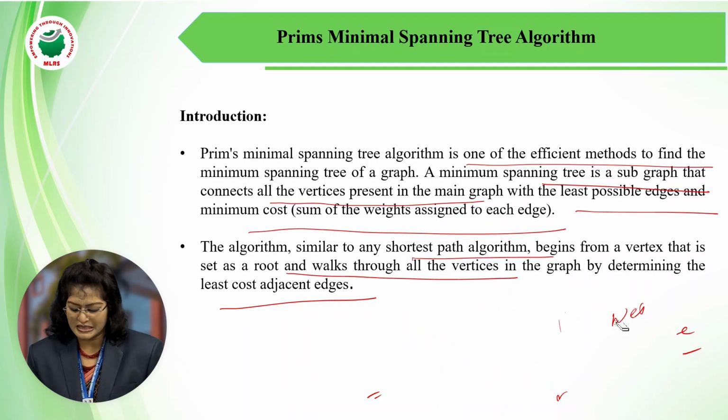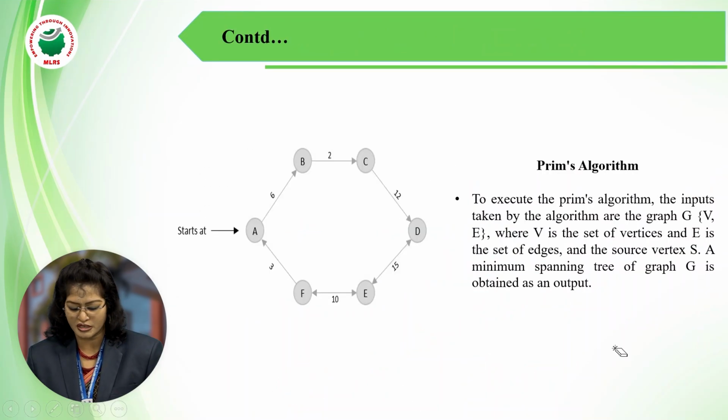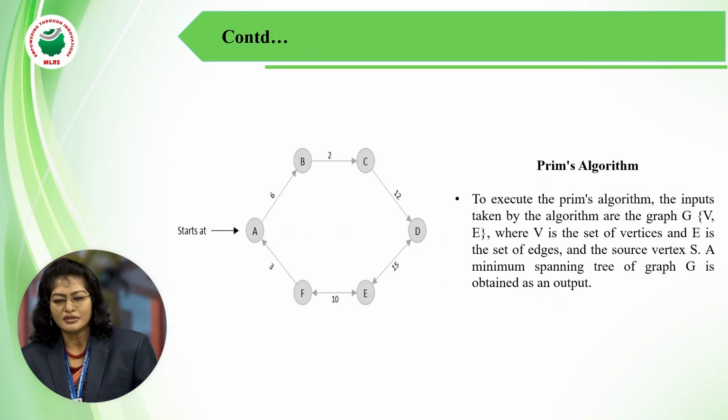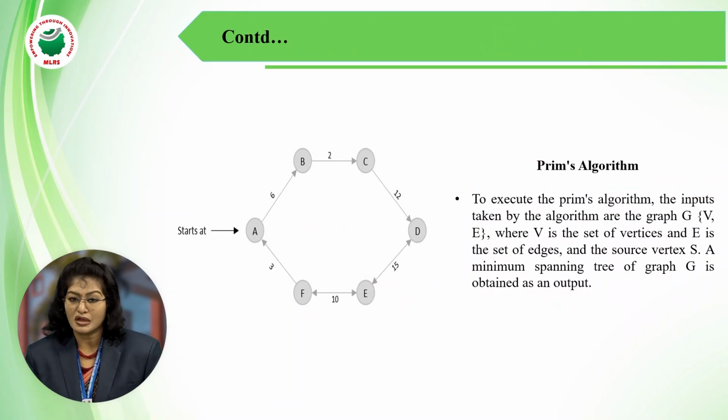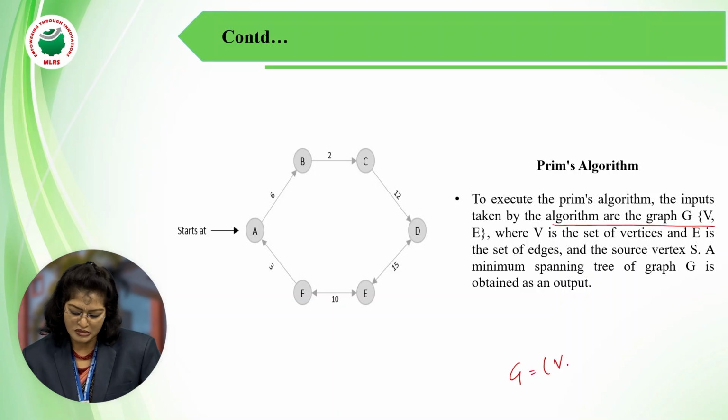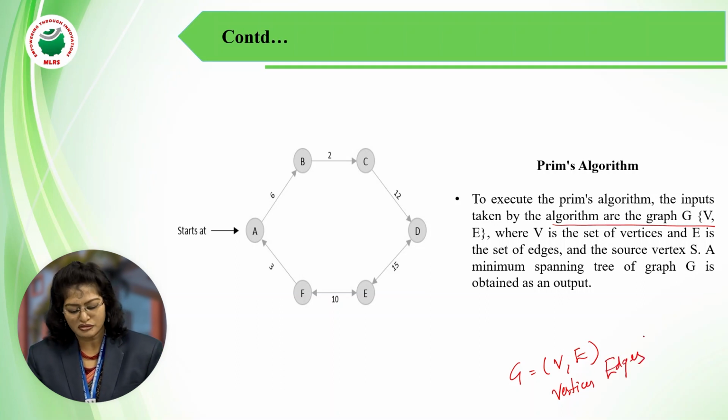So we'll go with an example. First we need to check a small example regarding Prim's algorithm. So how do you execute Prim's algorithm? The inputs taken by the algorithm are the graph we have. As I told, the graph has vertices and edges. V is called vertices and E is called edges, along with a source vertex. So in this particular example, we have to start at the source vertex.